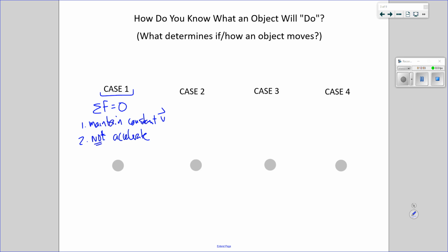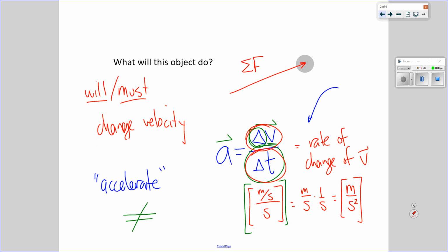Case two, let's say there's a force acting on it like that, and we'll call that the net force. Well, this thing will accelerate that way, in the direction of the net force. What we didn't say here is this thing will accelerate, and we can say more than that.